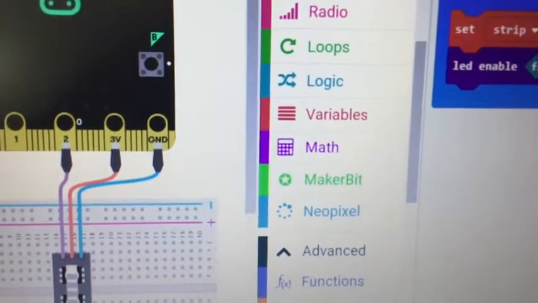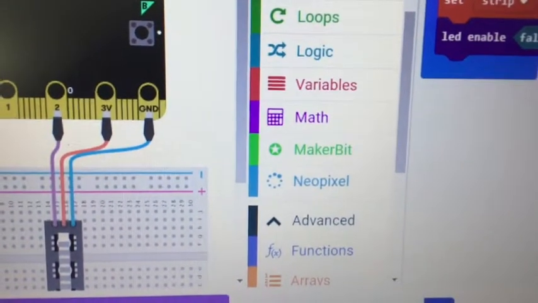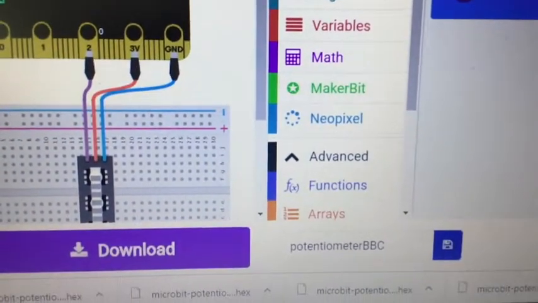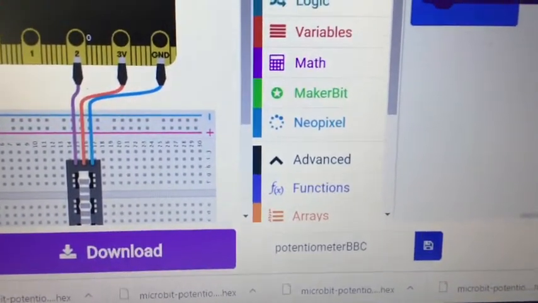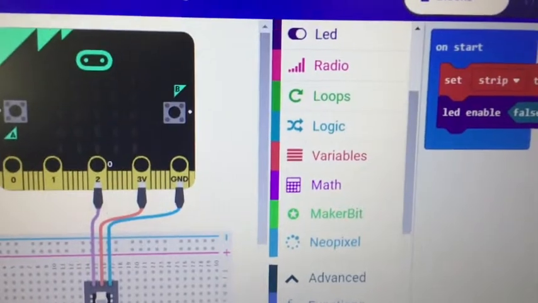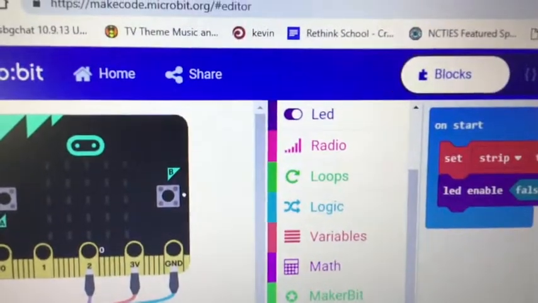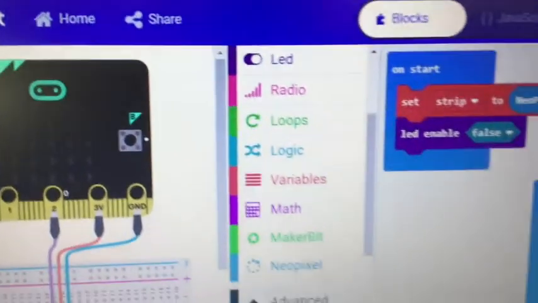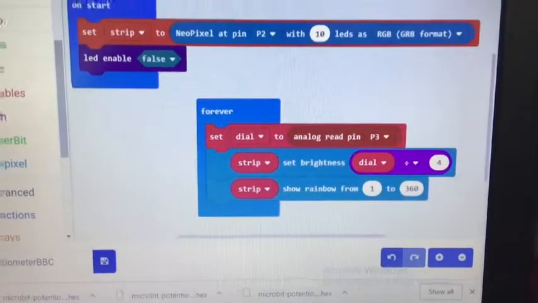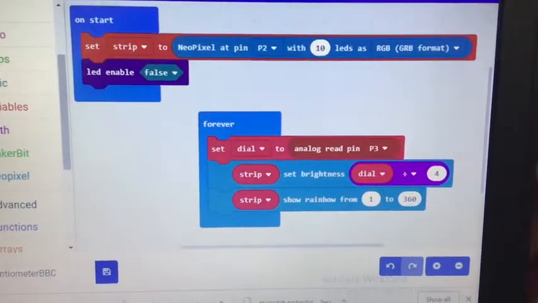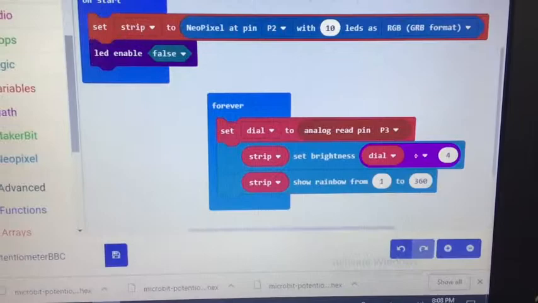So I had to use variables. I had to use math. I had to add a NeoPixel extension. Don't forget that. And I had to use the logic. And I had to use the LED blocks. So any one program uses a whole bunch of blocks. So there's one use of the potentiometer.